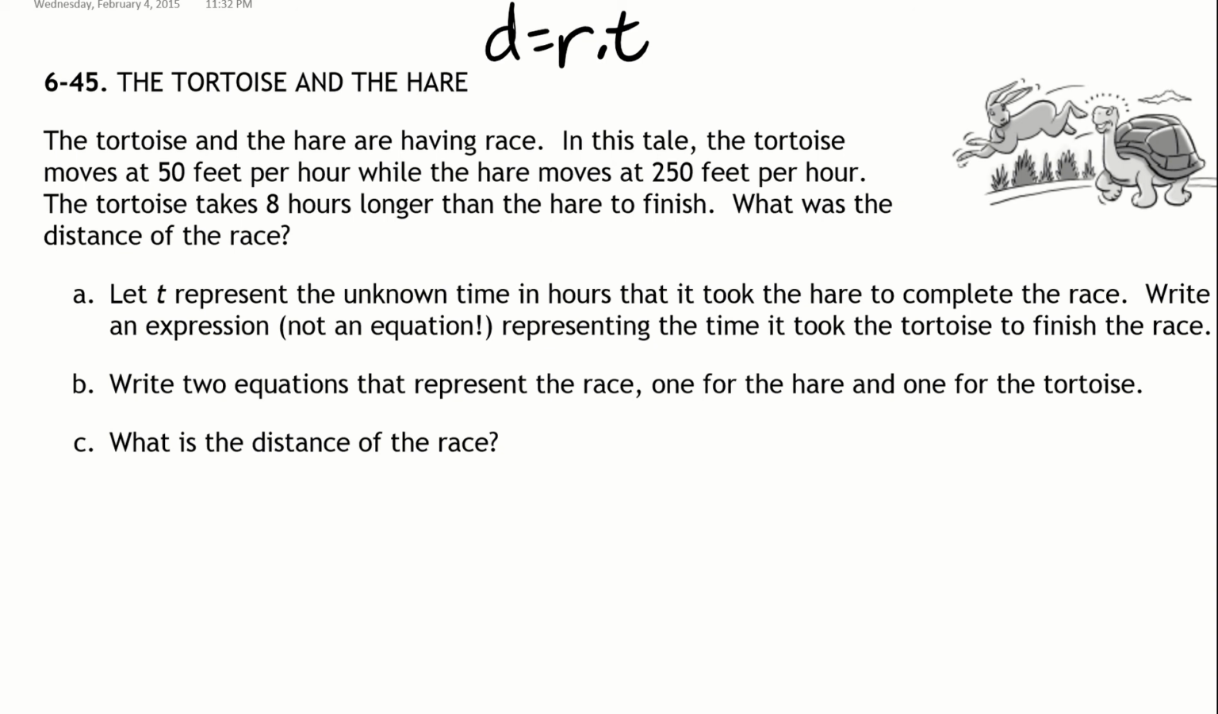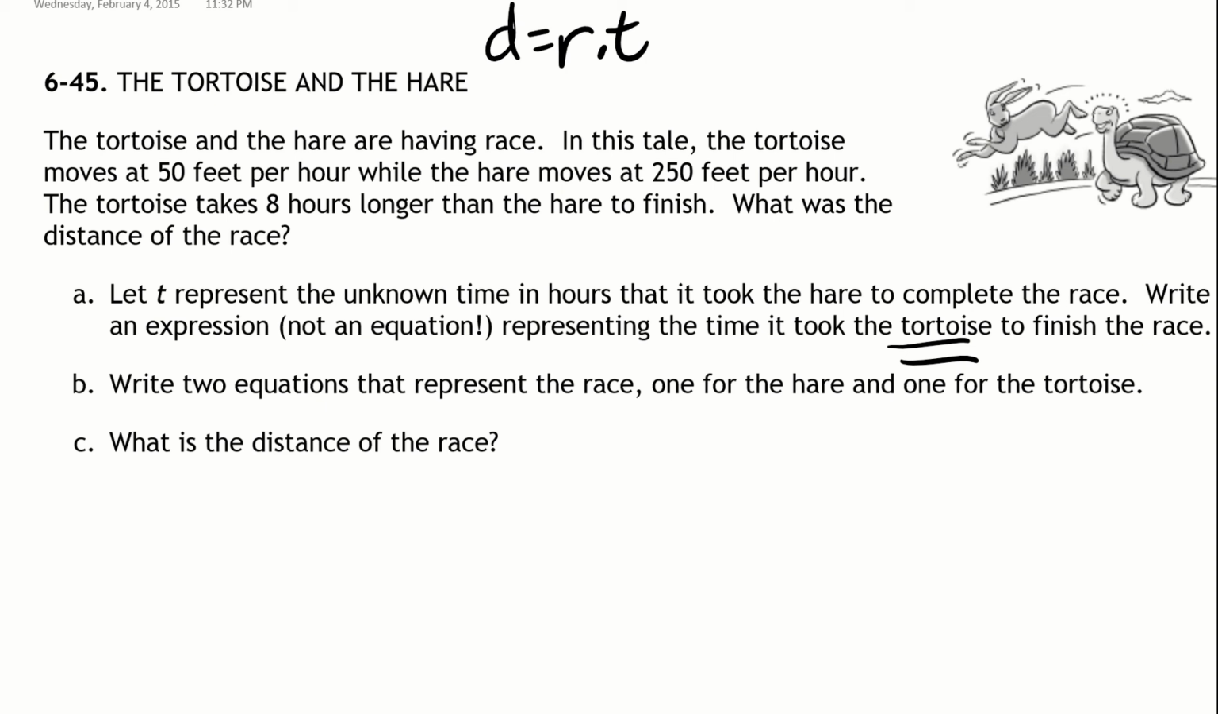The tortoise and the hare are having a race. I've heard of this. In this tale, the tortoise moves at 50 feet per hour, while the hare moves 250 feet per hour. Okay. They're both being expressed in feet per hour, so the units are consistent. The tortoise takes 8 hours longer than the hare to finish. What was the distance of the race? Let t represent an unknown time in hours that it took the hare to complete the race. Write an expression, not an equation, representing the time it took the tortoise to finish the race.